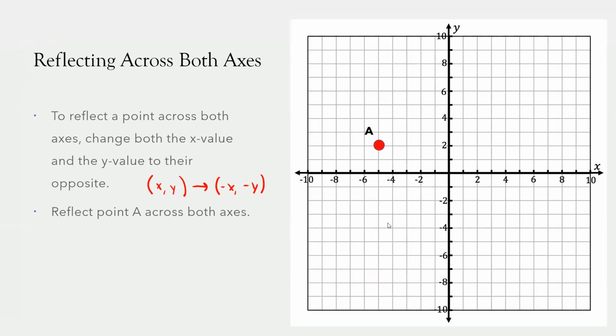Now this time around, I gave you a different point A. So I want you to try on your own to reflect point A, which I will give you the coordinates of. It is (-5, 2). Reflect point A across both axes.